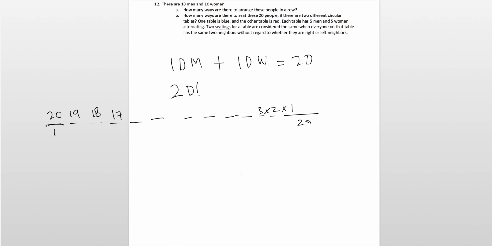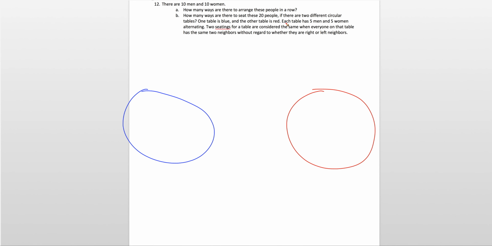Now, for part B, we are going to put these people onto two tables. Basically, they need to sit around two tables. One of the tables is blue, and the other table is red. Now, we have 20 people, but 5 men have to go to the blue table, and the other 5 men have to go to the red. Similarly, among the 10 women, 5 will go to the blue, and 5 will go to the red.